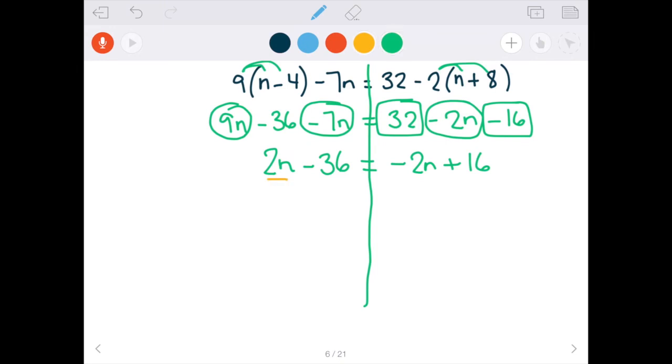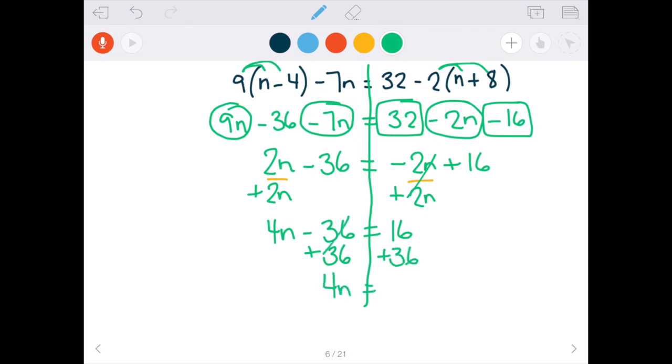I got a variable on each side. I'm going to eliminate the smaller one, which is the negative 2n, so I'm going to add 2n on both sides. That gives me a 0 pair on the right, but a 4n on the left. 0 pair my extra constant. Divide by the coefficient. N is equal to 13.